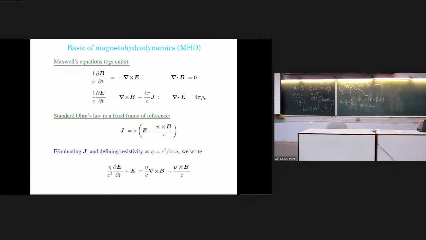Use the other. That's the standard Ohm's law in a fixed frame of reference from which you observe the plasma. That's where this equation is coming. So eliminate J and put it here. This equation has J here, right? For this J, use the Ohm's law and write down the equation, you get this.